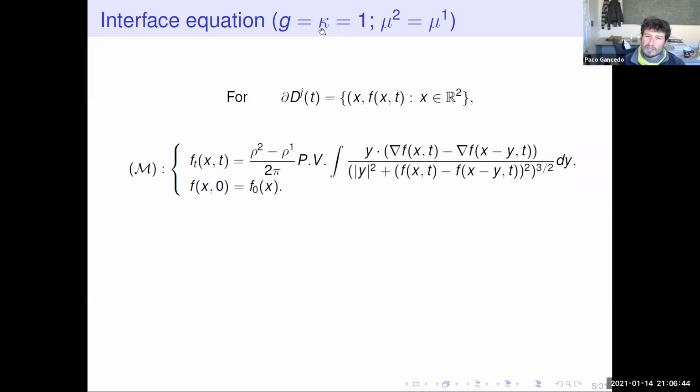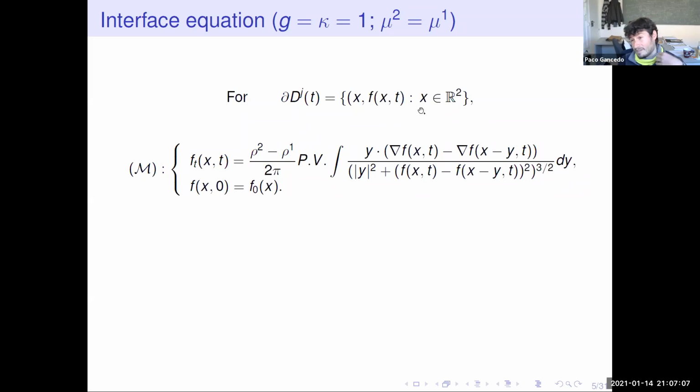Permeability equal to 1, constant permeability equal to 1. And we are going to consider fluids with the same viscosity. And now I'm going to parameterize the common interface between the two fluids with a graph. Sorry, there is a little mistake here. This is a graph, okay? This is a function, okay?